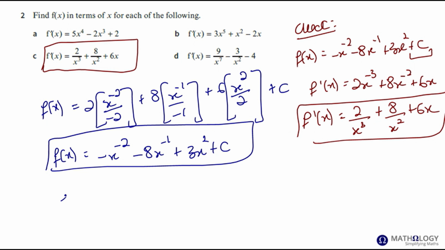Now f of x is written in a better form as minus 1 over x squared minus 8 over x plus 3x squared plus c.